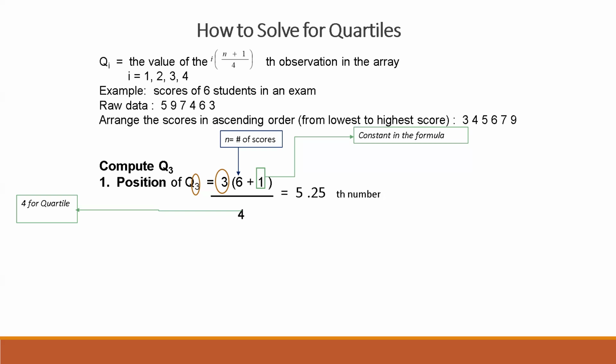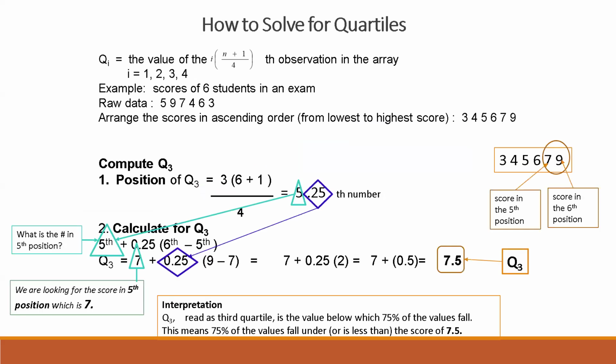This 5.25 tells us that the third quartile is somewhere between the 5th and the 6th observations or scores. That is between scores 7 and 9. In particular, it is 25% of the distance between them. So, the third quartile is calculated as the following.